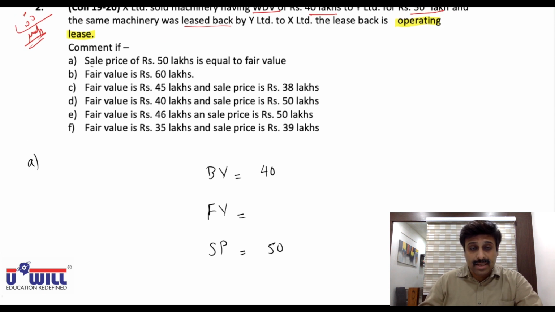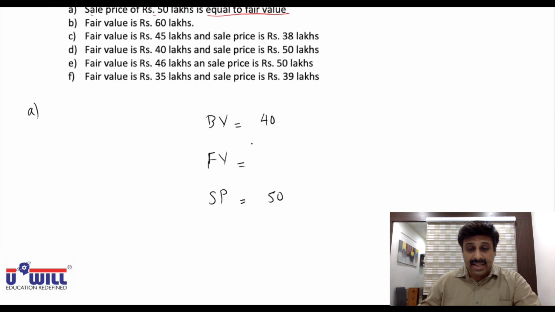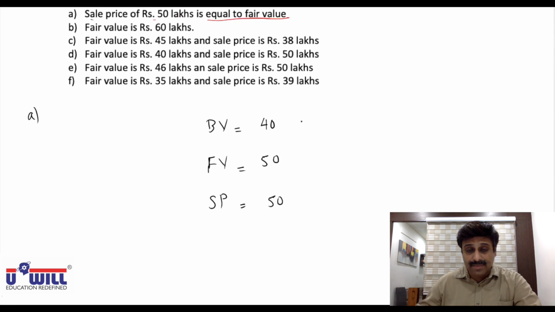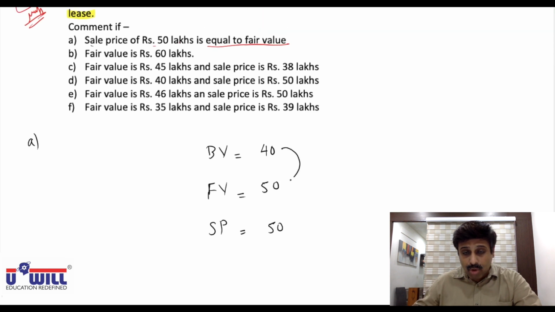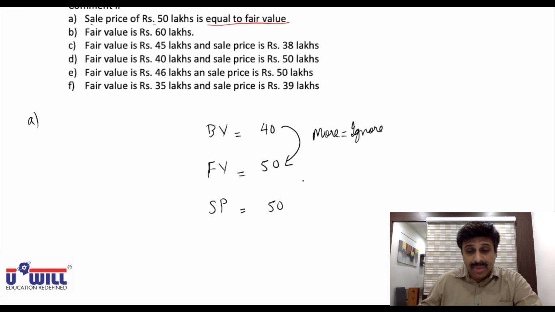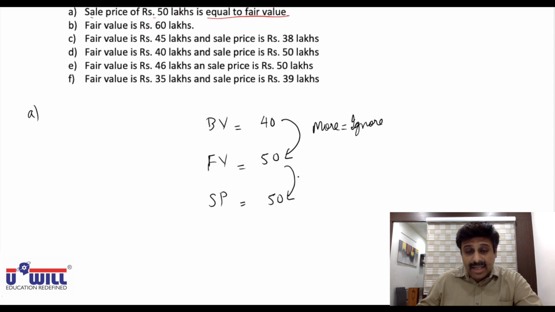Now, see option A. Selling price is rupees 50 lakhs and it is equal to fair value, which means fair value is also 50 lakhs. Now, what did I tell you? Compare book value with fair value. If fair value is more, ignore. Do you all remember? It means this 10 lakhs you ignore, the profit of 10 lakhs you ignore. Now over here, there is no more, no less, both are equal only. So neither more will come nor less will come.